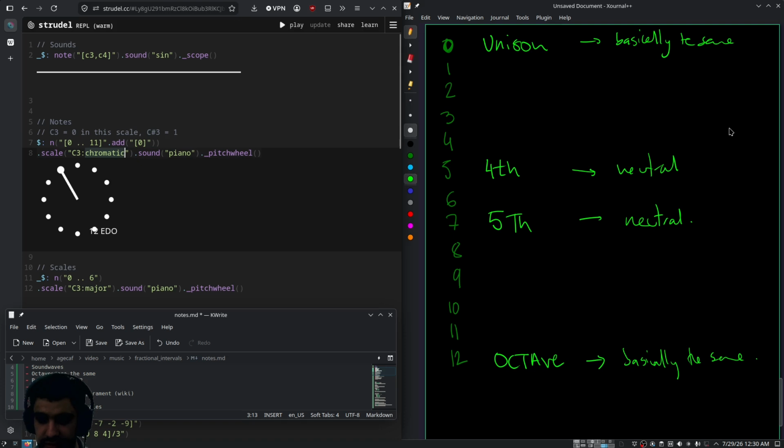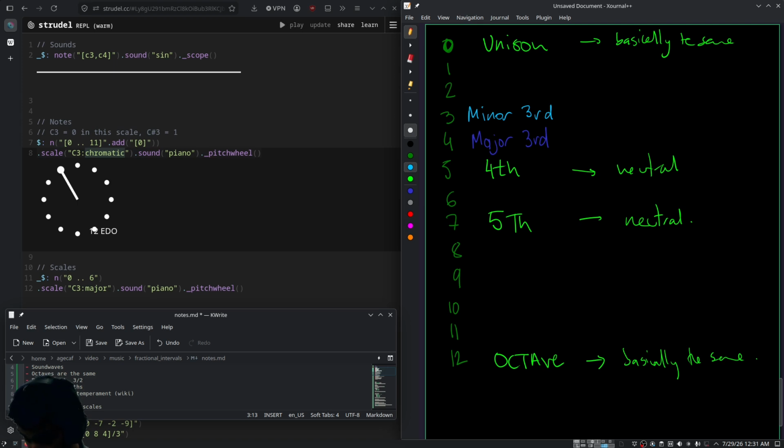Okay, so let's go back to the intervals. So these are our neutral ones. What about 6? Well, no, let's talk about that last. The next most important intervals are going to be the third intervals, and that's going to be the major third, which is number 4, and the minor third, which is number 3. And so both of these are what we call the thirds. I will explain where this notation comes in a little bit.